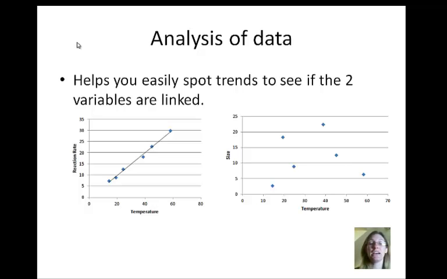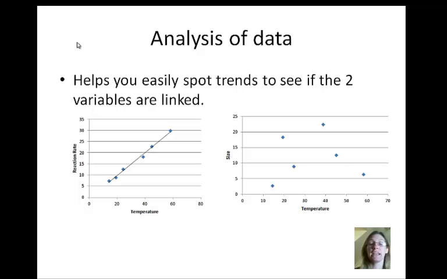The graph on the left shows you that these 2 variables are linked, so temperature and reaction rate are related. They have a direct relationship, meaning that if there's an increase in temperature, this data is showing that there's also an increase in the rate of the reaction.